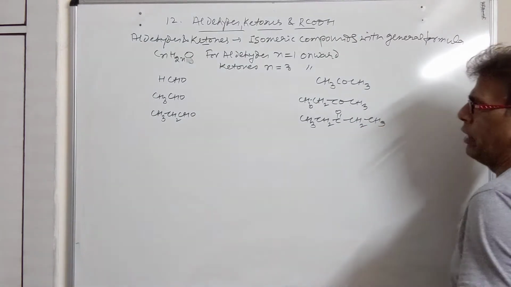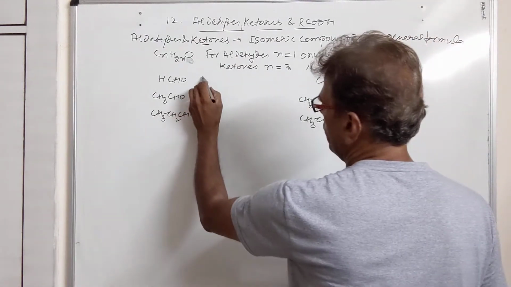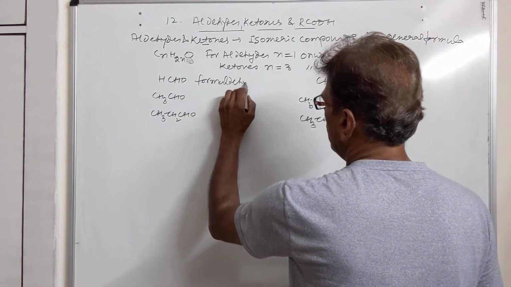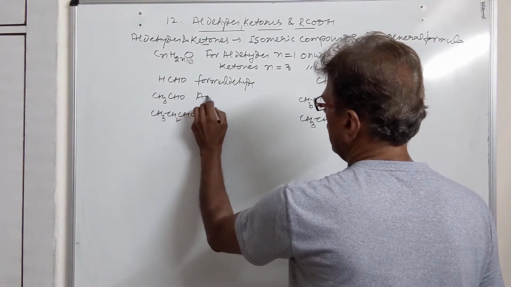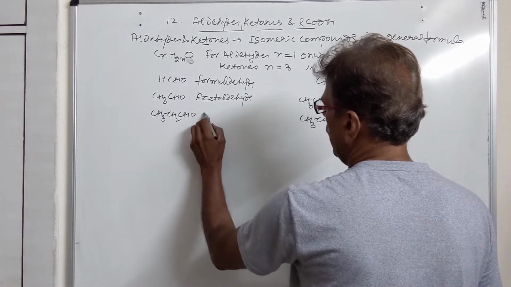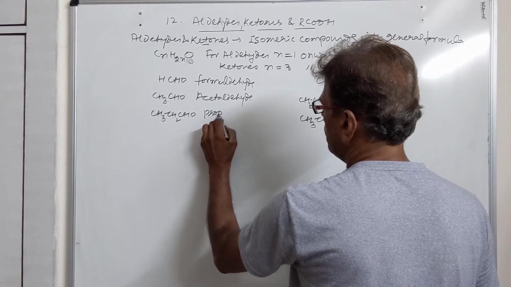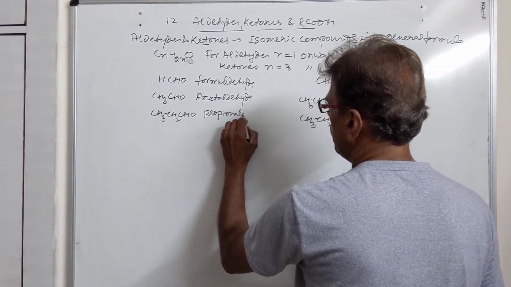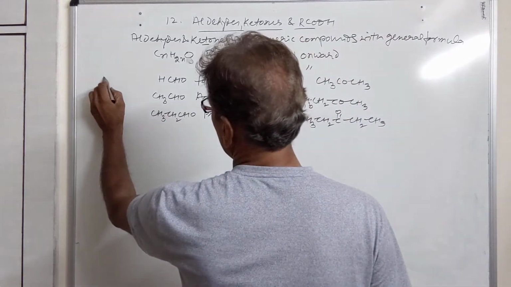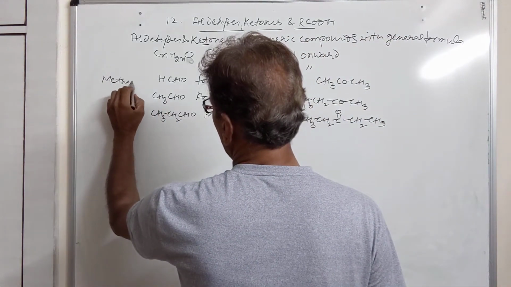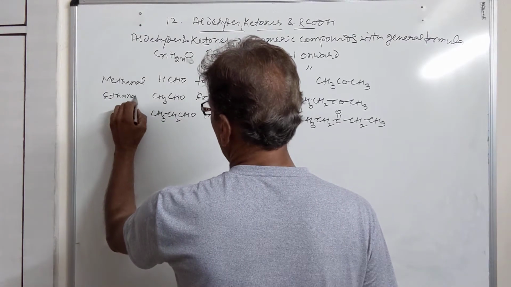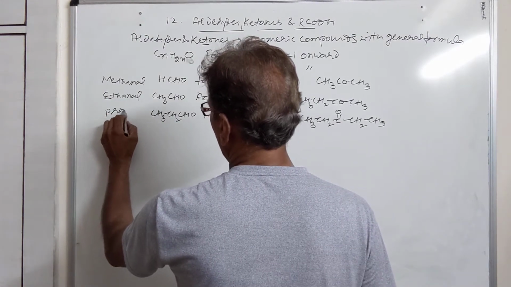Coming to their common and IUPAC names, the common name of this is formaldehyde. It is acetaldehyde. Then we have propionaldehyde. The IUPAC name of this is methanal, then ethanal, and propanal.